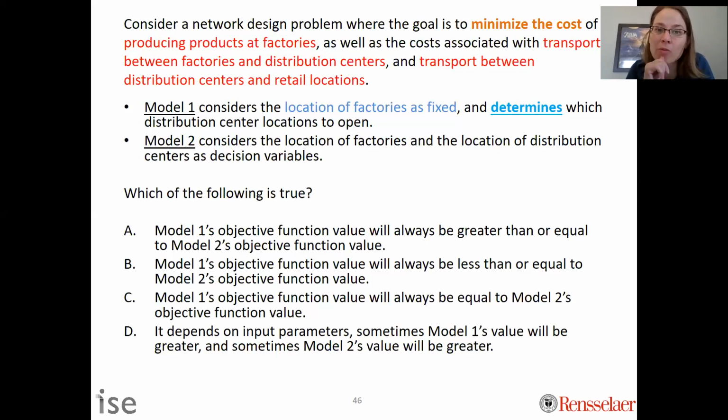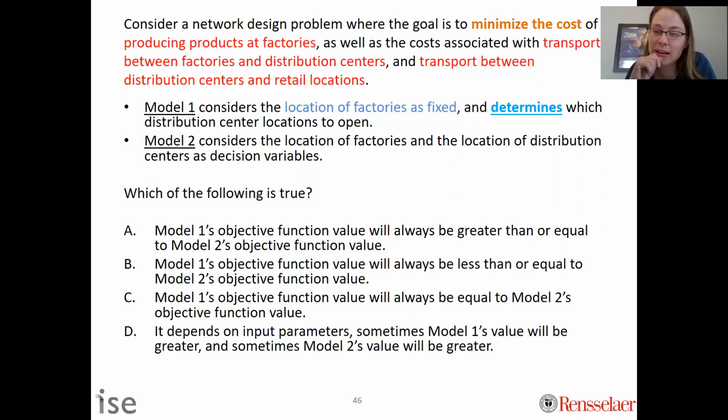You may say, okay, Model 1 did a great job of locating factories. That would be exactly where I'd locate them in Model 2. Then we would have equal, right? So we kind of got lucky in terms of the factory locations. If those are optimal in Model 2, then the solutions would be the same. So A is the correct answer.